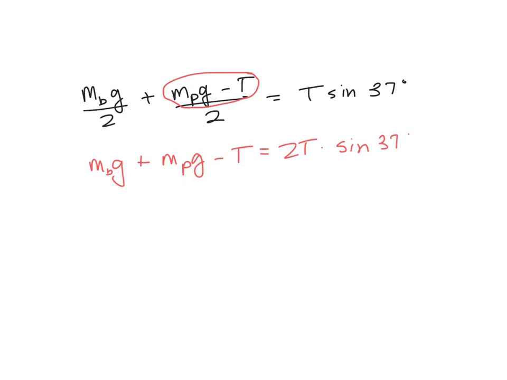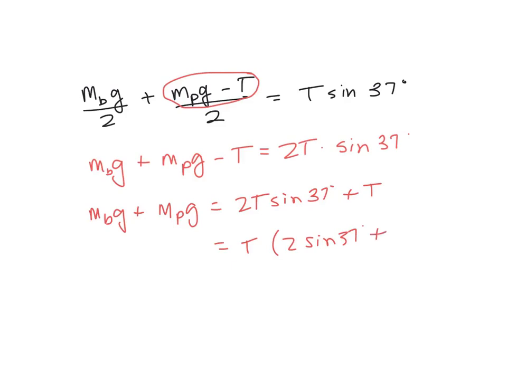So let's see. Now it's the mass of the beam and the mass of the professor, which I have both of those. The mass of the beam is 25. Actually, before I start to substitute in, sorry about that, I'm going to solve for T. So what I'll do is mbg plus mpg equals 2T sine 37 plus T. Factor out the T, 2 sine 37 plus 1.